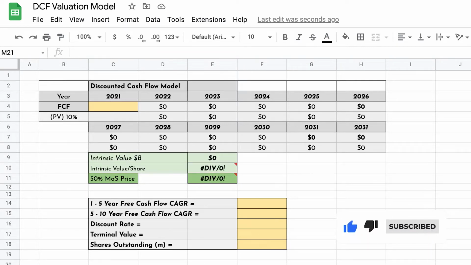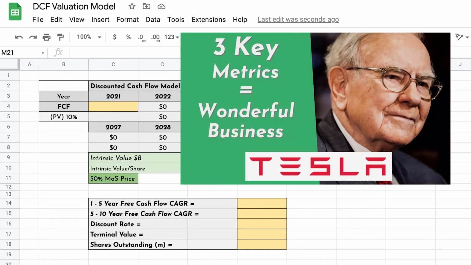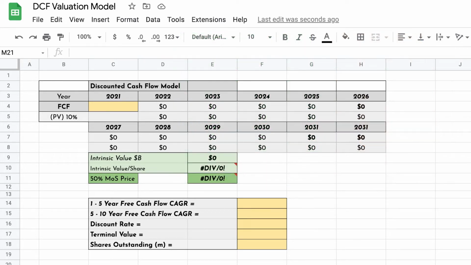Alright, the first business we'll do a valuation for today is Alibaba. Now before we start, it's worth mentioning that before I even try to value a stock, it has to pass my checklist for being a wonderful business. And more importantly, it has to be a business that I understand. If I don't understand the business, there's no possible way I can accurately value that business.